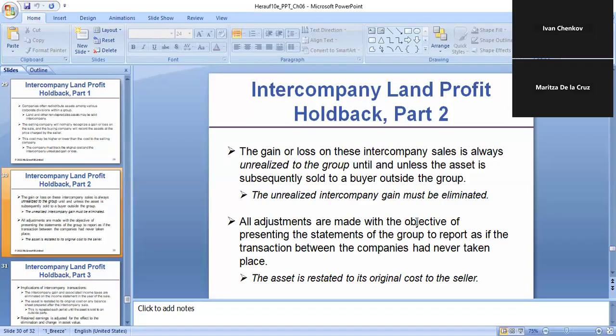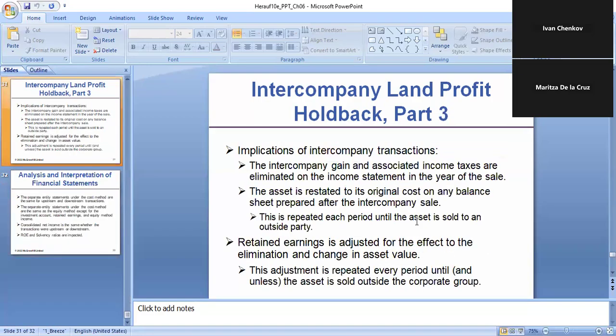Obviously, unrealized intercompany gain has to be eliminated. All the adjustments are made with the objective of presenting the statements of a group as if the transaction between the companies never took place. So in that case, the asset is going to be restated to the original cost. That's why we have to keep track of what the original cost of the asset is and how much is the unrealized gain and loss.